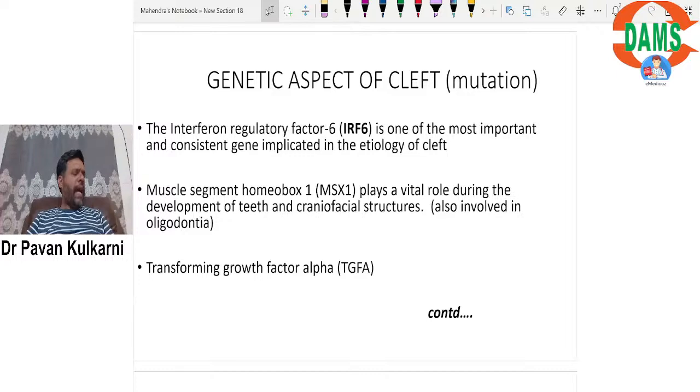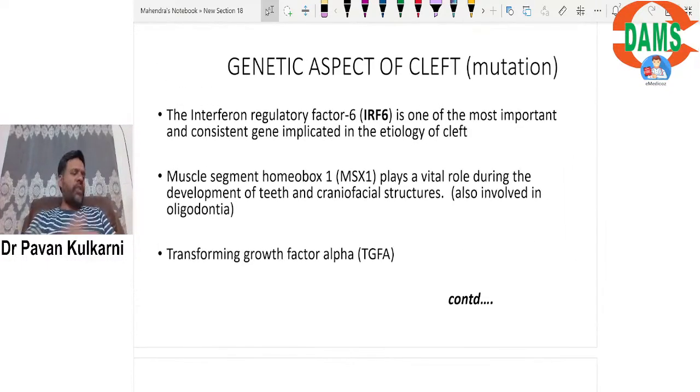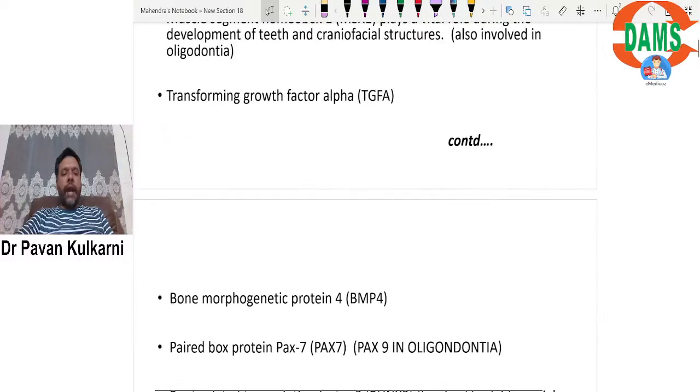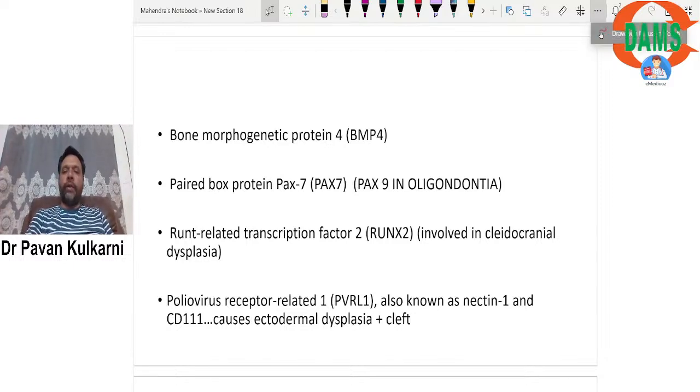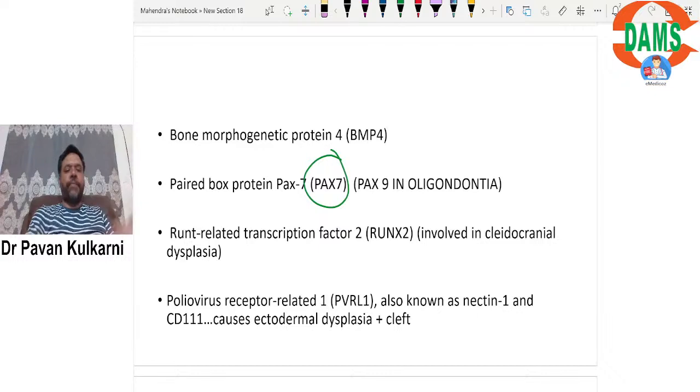Now there are other genes also. One of the genes is transforming growth factor alpha. That is not that important, just need to remember. So two important ones are IRF6 and MSX1. The other genes are TGF, transforming growth factor alpha, bone morphogenetic protein 4, BMP4, and PAX7. Please concentrate on the number here, PAX7.